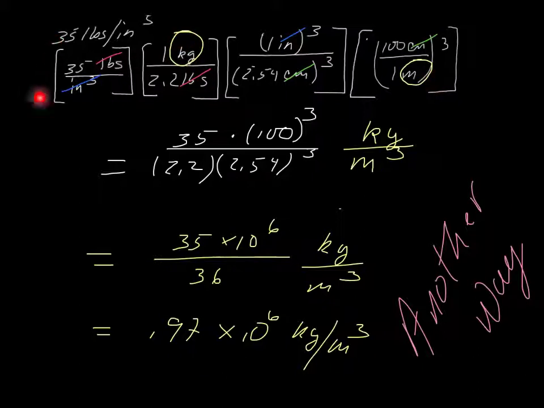In order to do that, you just multiply all these numbers out. So you get 35, which is what you started with, times 1 times 1 times 100 cubed. So 35 times 100 cubed. We already took care of the units. And then what's left on the bottom? 2.2 times 2.54 cubed. Now you can dump this in the calculator in one shot.